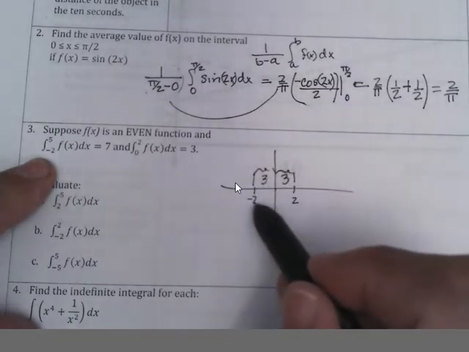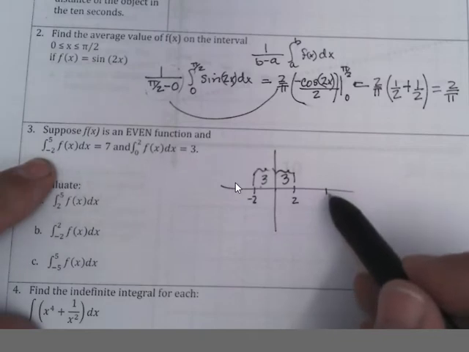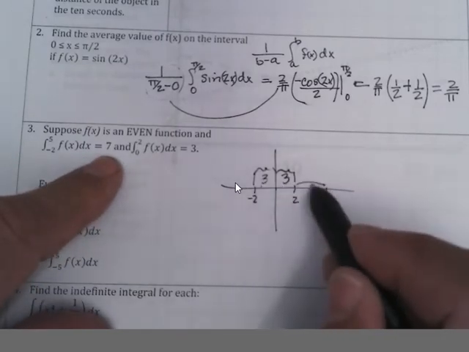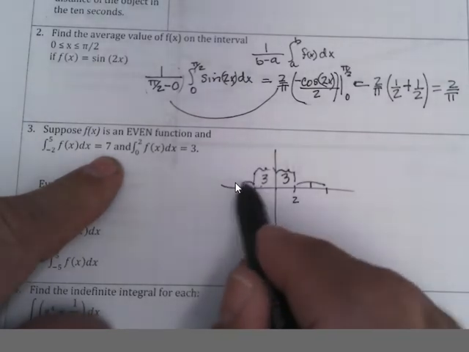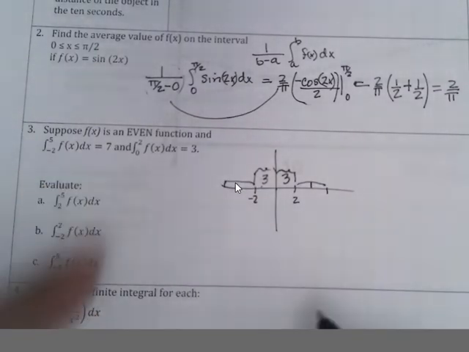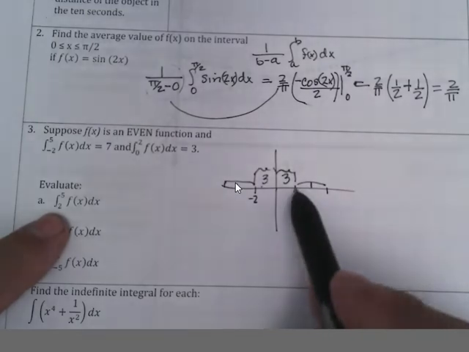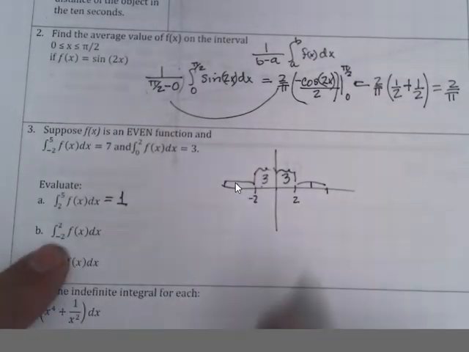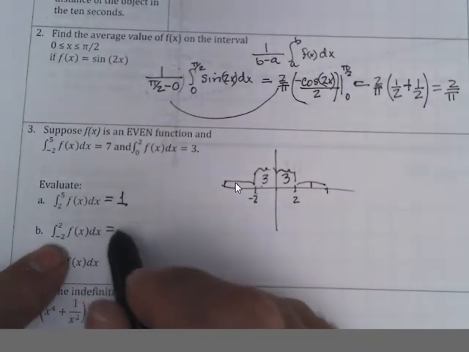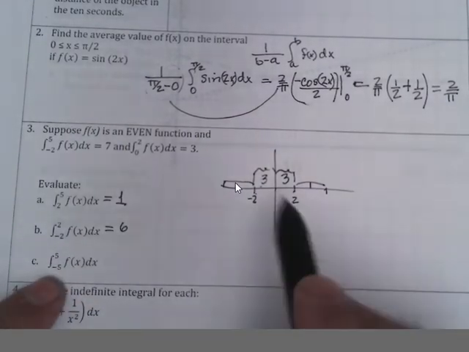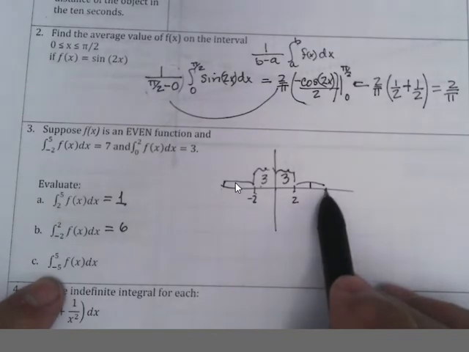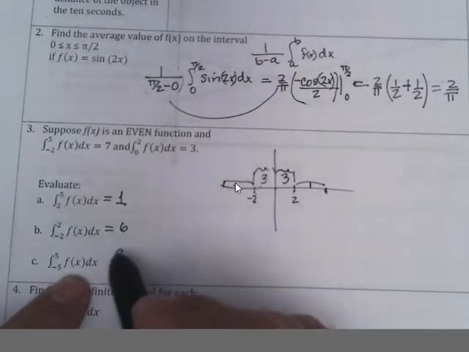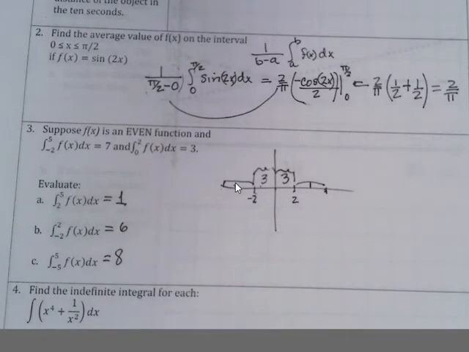And if we go from minus 2 to 5, and we end up with 7 total, and we've already got 6, this has to be 1, which means back here is 1. So if we go from 2 to 5, that would be 1. If we go from minus 2 to 2, we're going to get 6. If we go from minus 5 to 5, none of those are backwards, we're going to get 4 plus 4, 8. Okay?